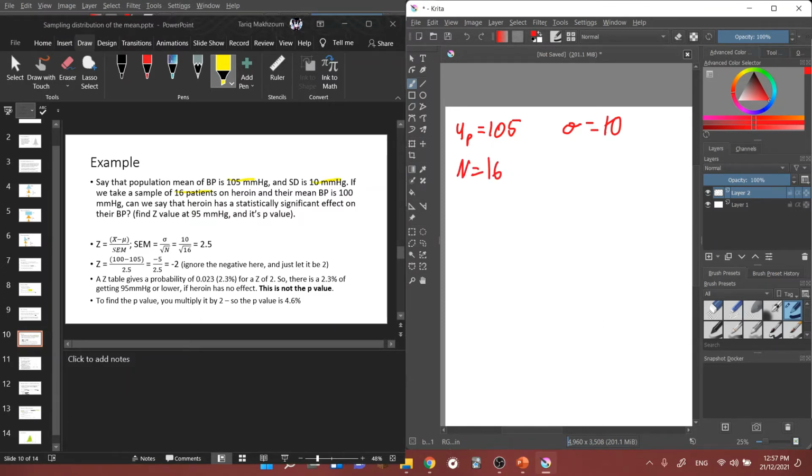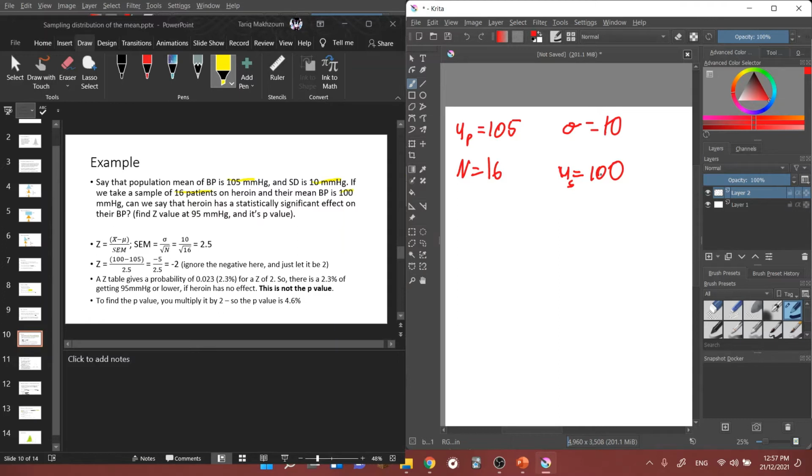And we gave them heroin, right? And we wanted to find out, does heroin lower blood pressure, right? And so we measured their blood pressure after giving them heroin, and we found out that their mean blood pressure was 100, okay? So that means that the mean of the sample is 100.